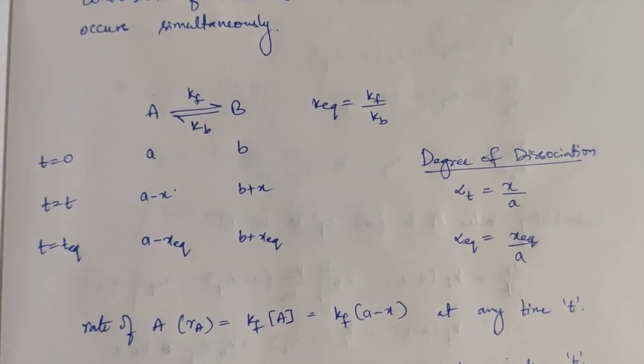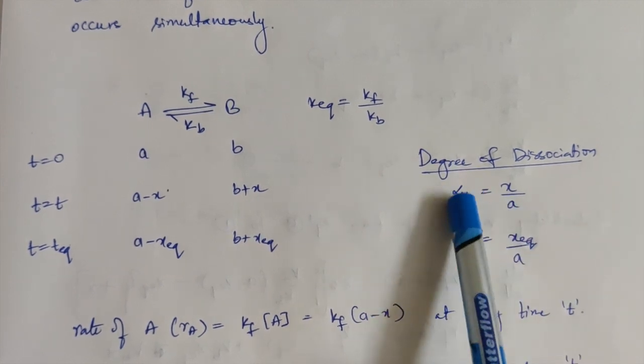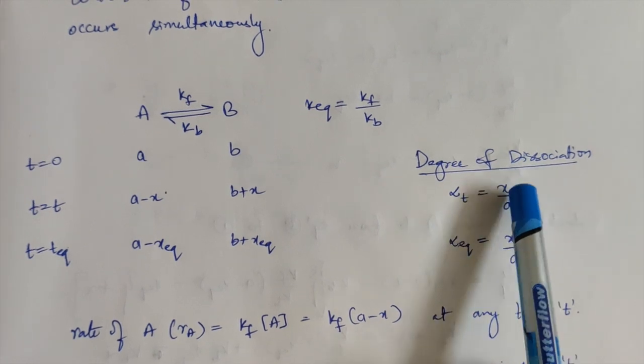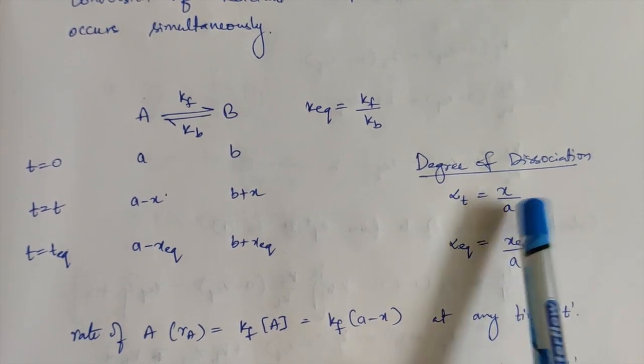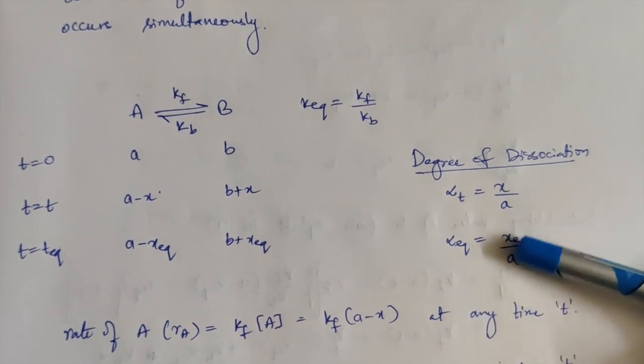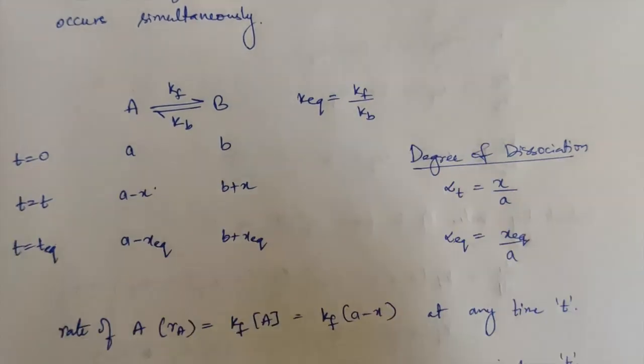Now the degree of dissociation, denoted by alpha, at any time t is given by X by A. That is, the part that is being converted into product divided by the initial concentration, and at equilibrium it will be XEQ by A. So that's how you define degree of dissociation, and this will be the formula for that.